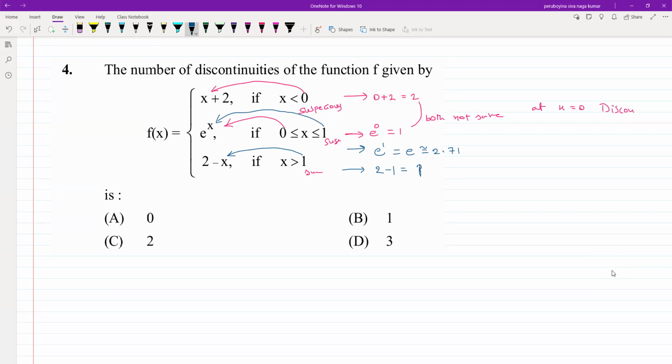So here you can see it is 2.71, but here we got 1. That means both are not the same. If both are not the same, it is discontinuous. So at x is equal to 1, you can confirm that it is discontinuous. So how many points are discontinuous? 2 points. So option C is correct.